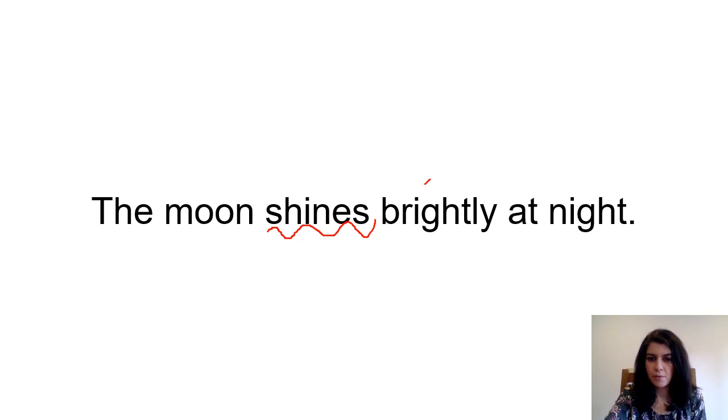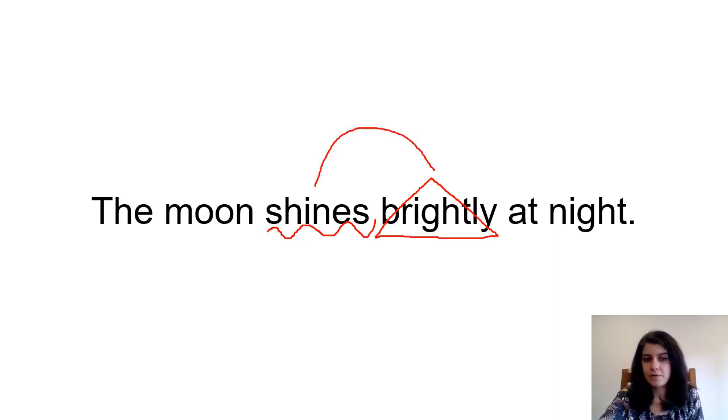Remember from yesterday we put a triangle around the adverb, so I'm going to go ahead and do that here. Today we're going to add on putting an arrow from our adverb to our verb because that adverb modifies or describes the verb. Brightly is talking about how the moon shines. Awesome. Let's check out another example.